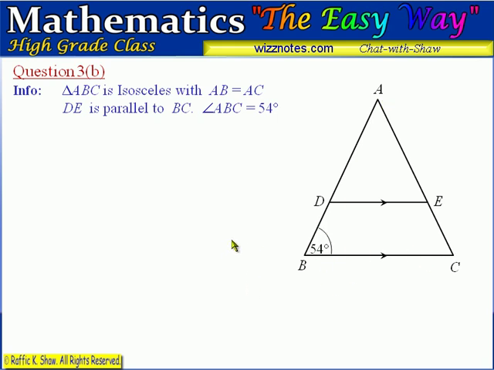So that's the information presented, and the arrow here on the lines DE and BC on the diagram is an indication that DE is parallel to BC. So all information is represented on the diagram, and so we can move down to the questions.